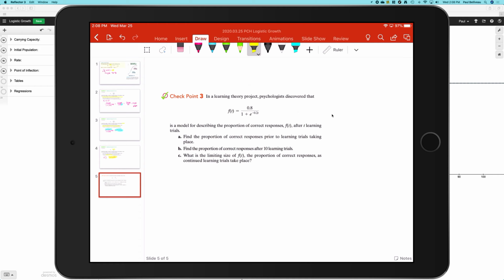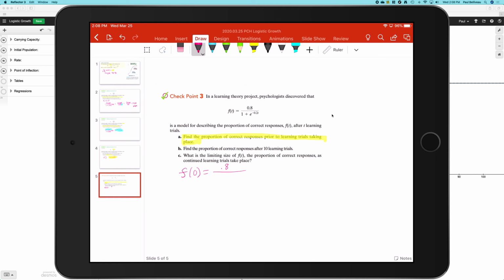Not sure if this model really applies to learning math in this class, but let's see how that looks. All right, so find the proportion of correct responses prior to learning trials taking place. That means right before learning trials started taking place. So again, they're asking us to find f of 0. What were the test subjects like the second they walked in the door?